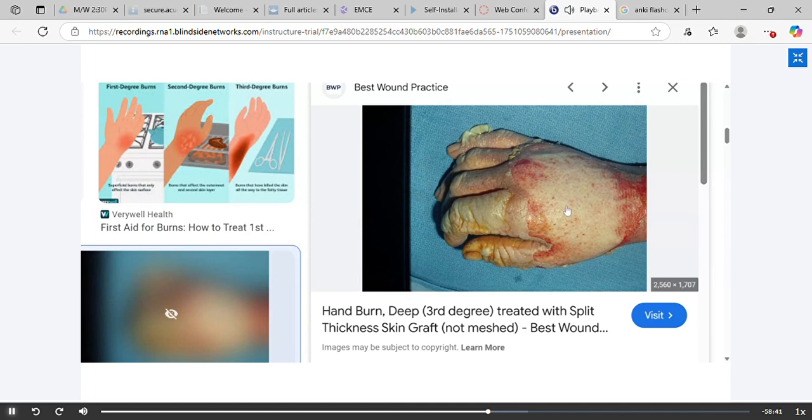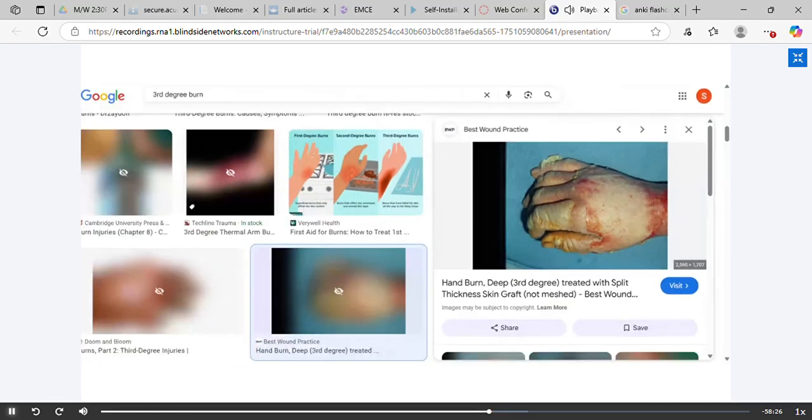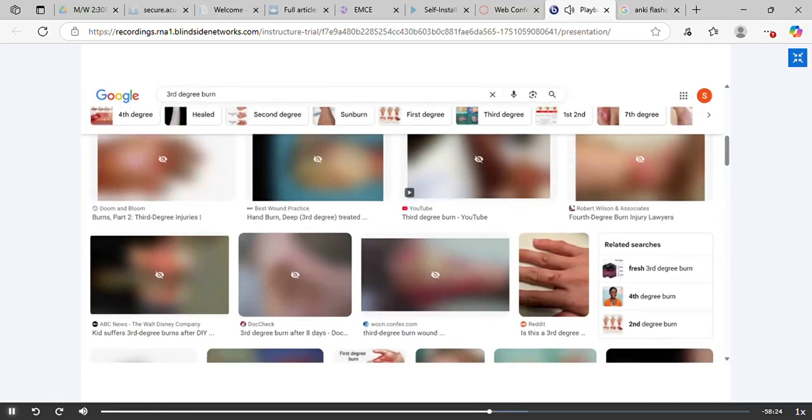Okay, so you see how it's kind of white. Now it may not be painful here, but it is on the peripheries where we're going back to the normal skin right here. Okay, I think you guys get the picture.